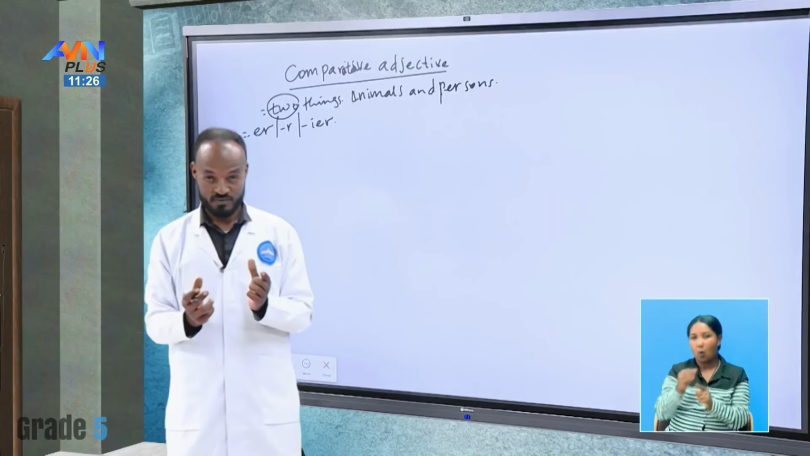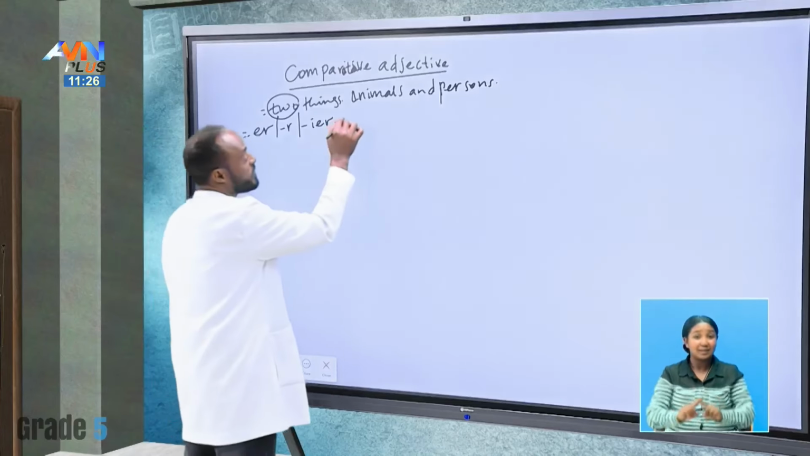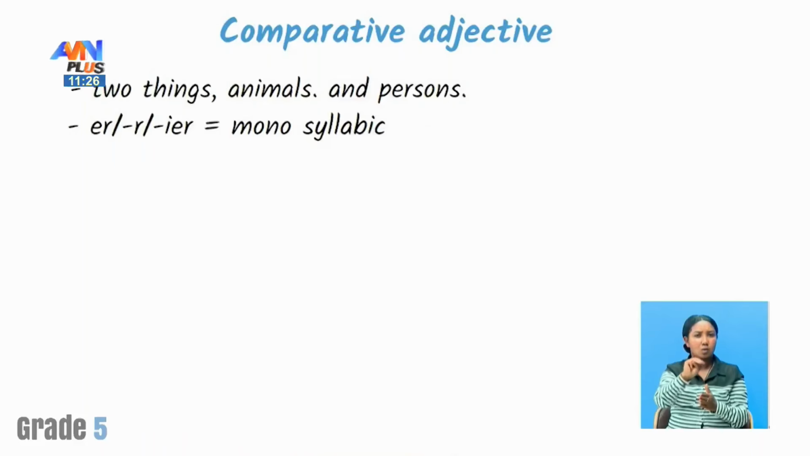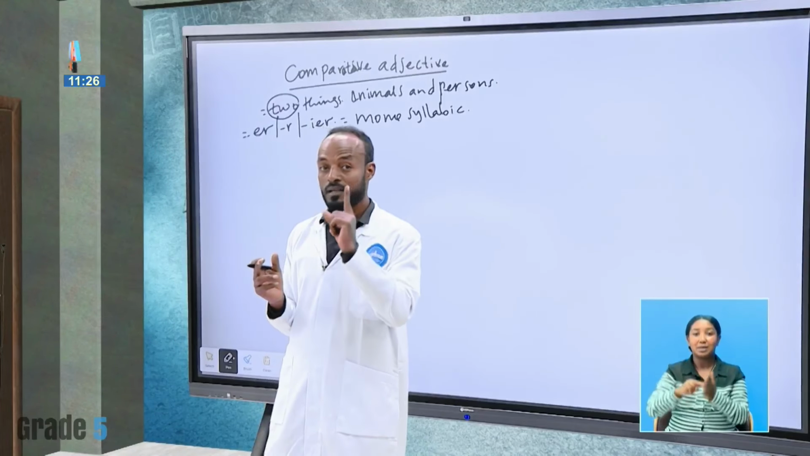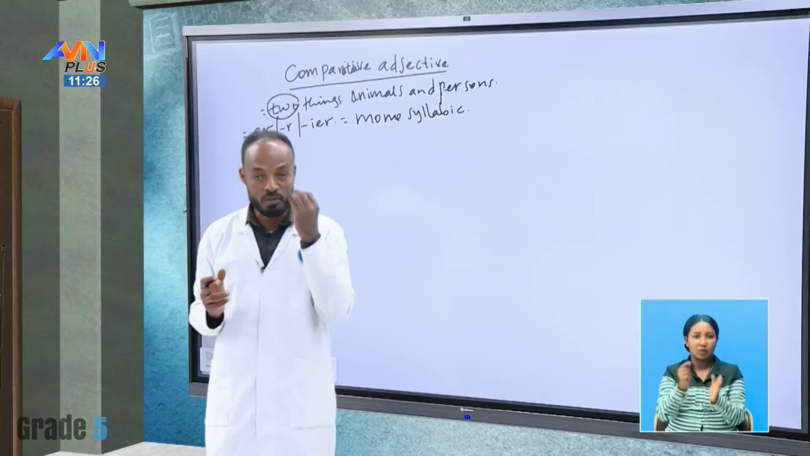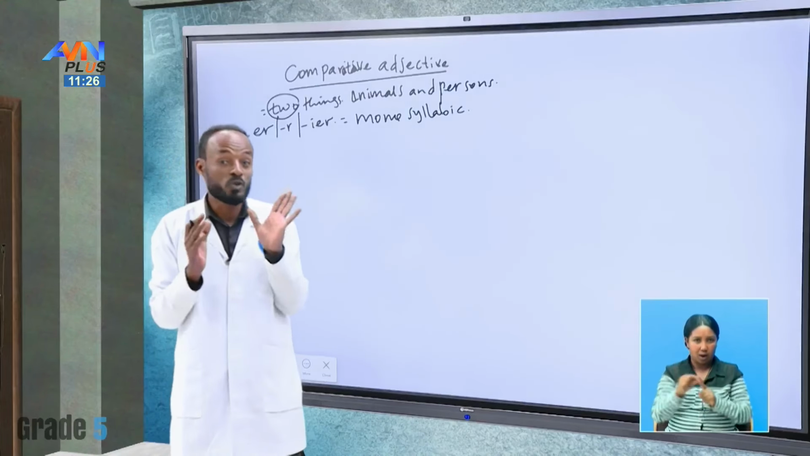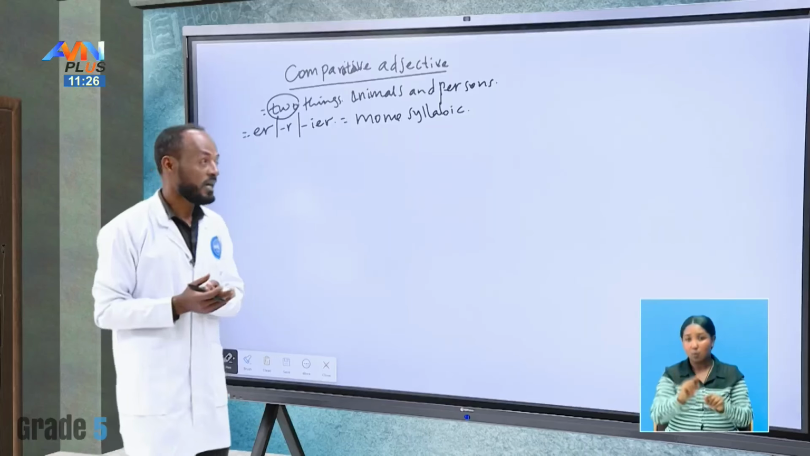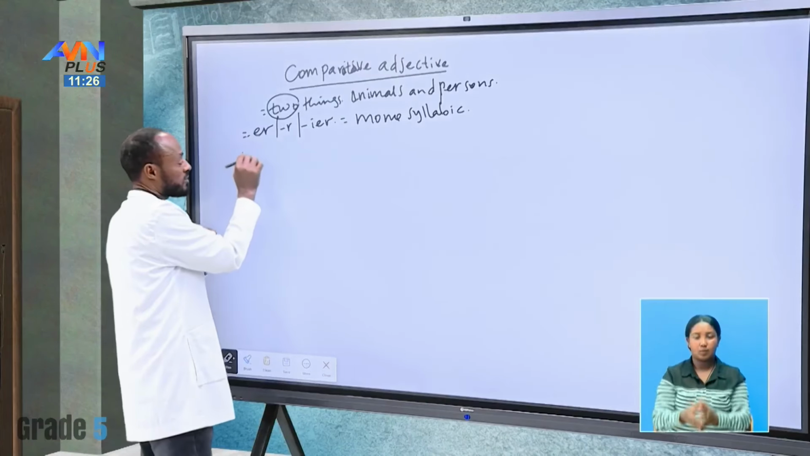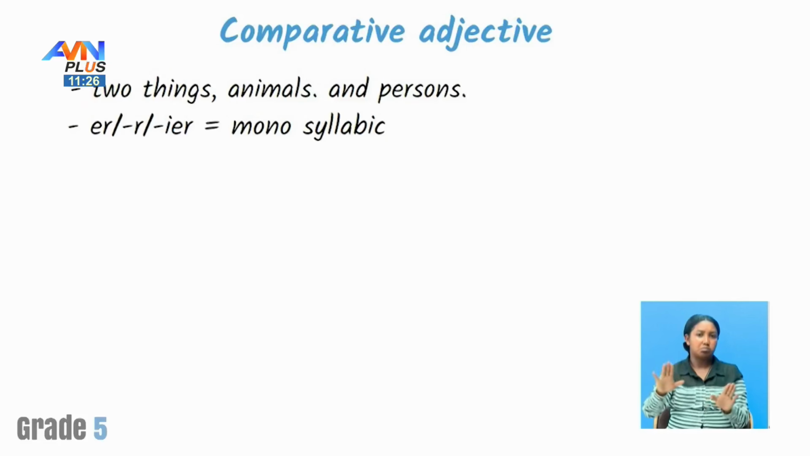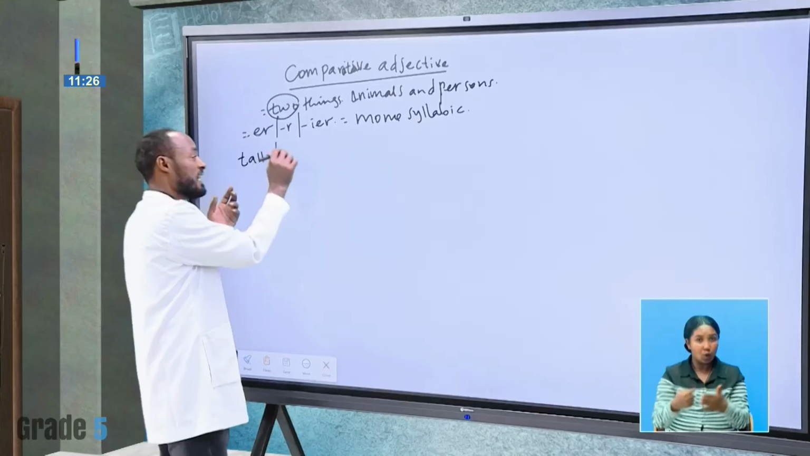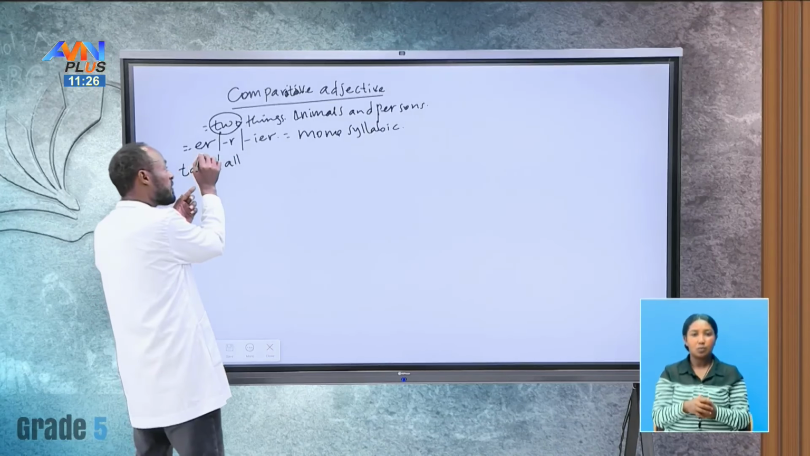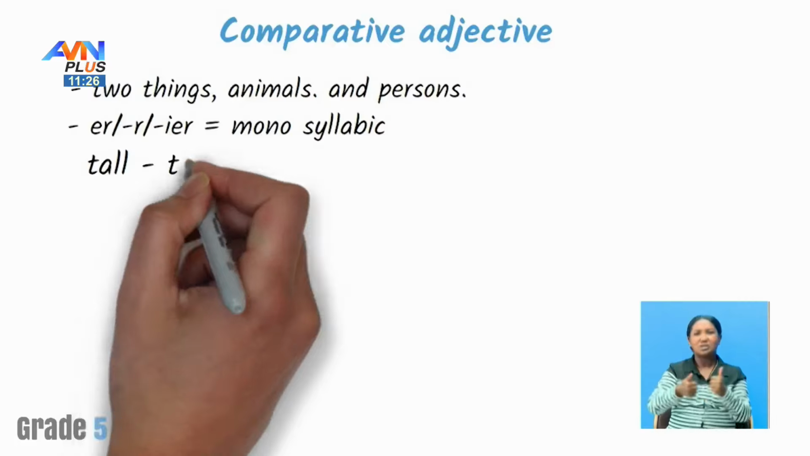Or the given adjective, especially if we are talking about monosyllabic. Do you know mono? Monosyllabic means the word which has a single sound. This applies most of the time, except for some words. Here is an example: tall. Tall is what? Positive degree. So we can say taller.